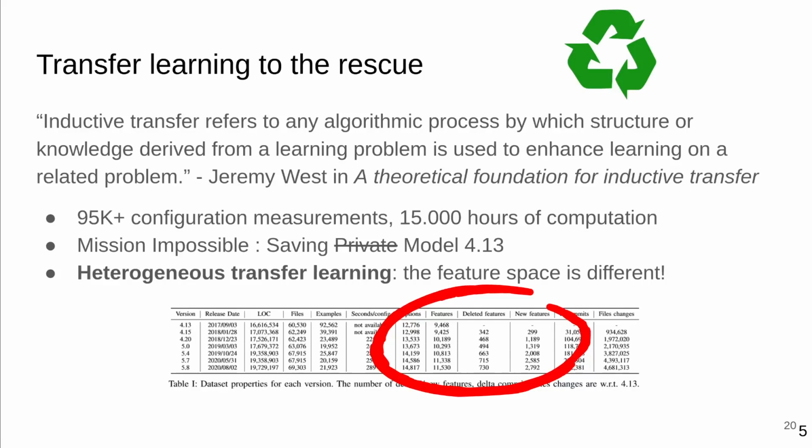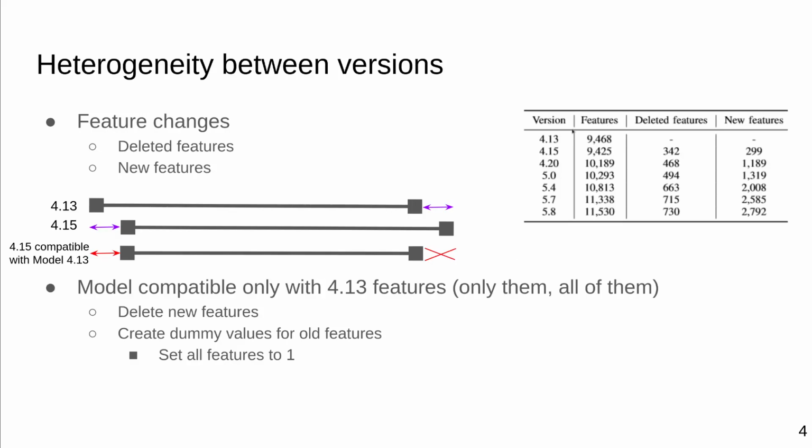So transfer learning has been considered in the literature quite successfully, but not at the scale of Linux first, and also not for the case of heterogeneous transfer learning. If you look at the dataset, you can observe that across versions, some features are added, but some features are also removed. So the feature space is not constant, right? And so you have to do something for making your prediction model work, but also for adapting its efficiency.